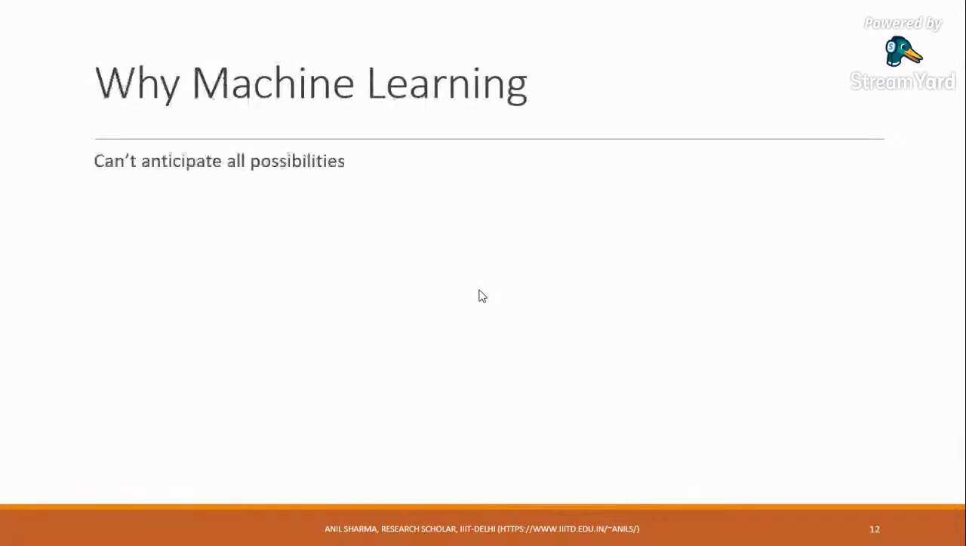Okay, so why are we using machine learning? The most common reason is that we can't anticipate all possibilities. For example, if we ask a robot to pick up a plate, there are motors in its hands. How much throttle should the motor supply so that the hands of the robot will reach the plate? It's a continuous world, so we can't anticipate all the possibilities.